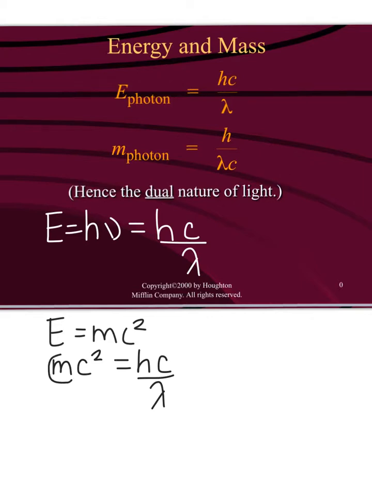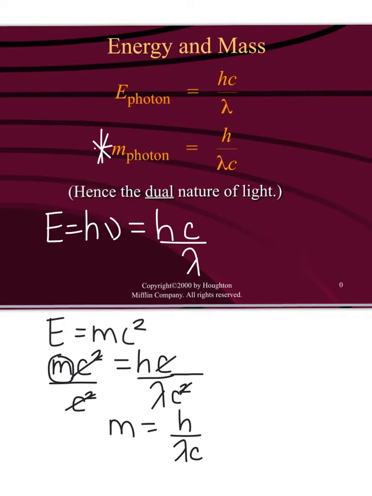Now, let's isolate the mass by itself. I'm going to divide by c squared on both sides. Then one of the c's will cancel, and notice we get mass equals h over lambda times c. That is how this equation is derived, and it's telling you that energy and mass are very much related. They have what is called a dual nature.